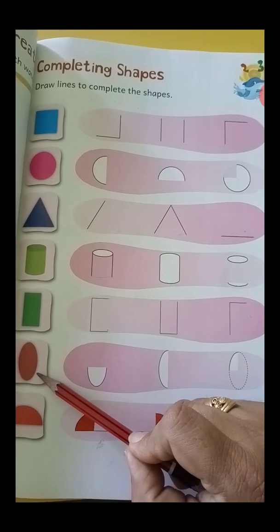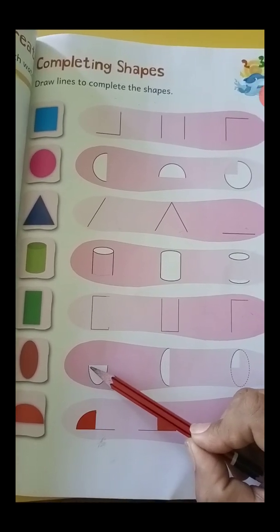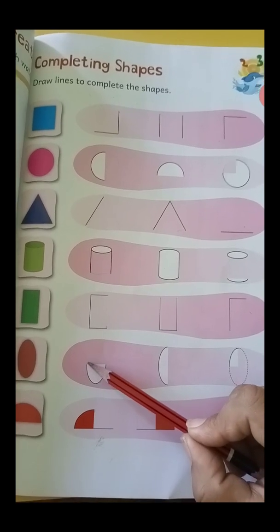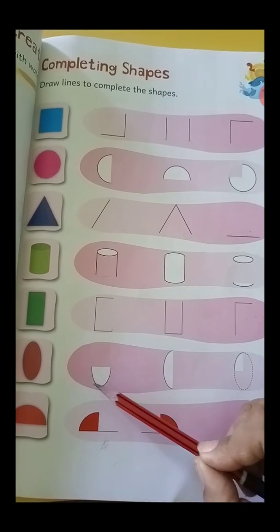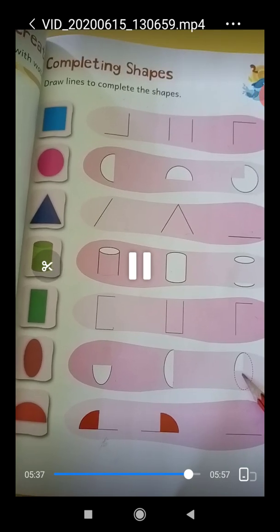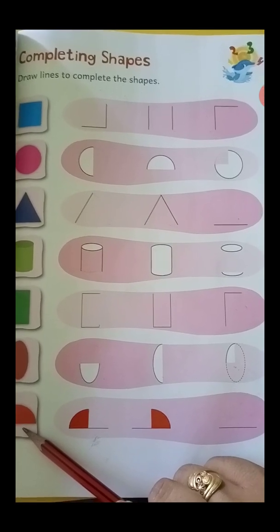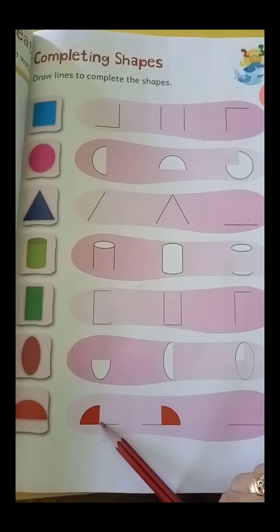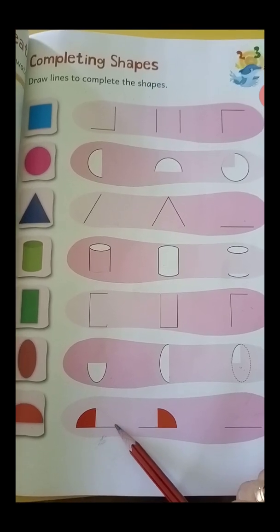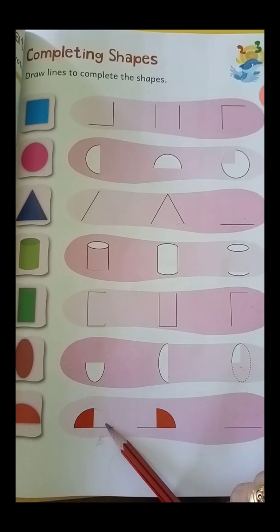Next shape is the oval shape. So half oval is drawn and half we will draw and complete the oval shape. You complete these two shapes also and color all the shapes. Now the next shape is semicircle. Half is drawn, you draw on this side and complete the half circle. Like this you draw these shapes also, complete the shapes and color them.